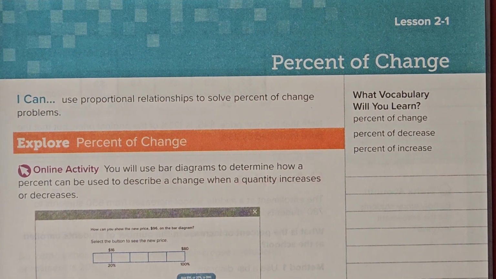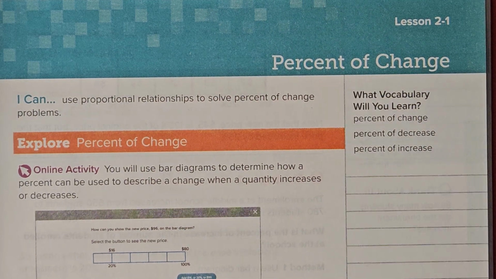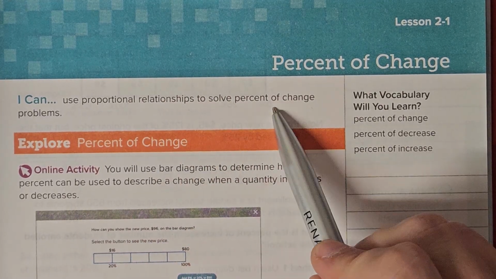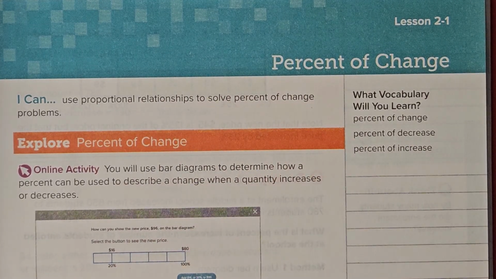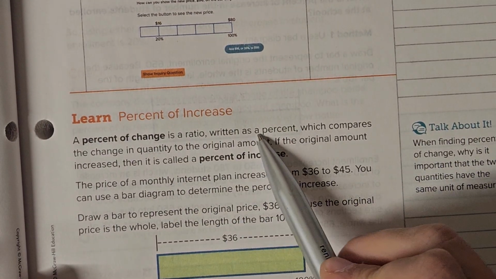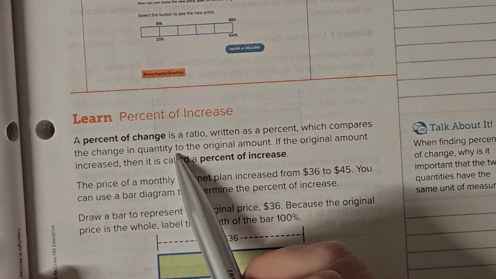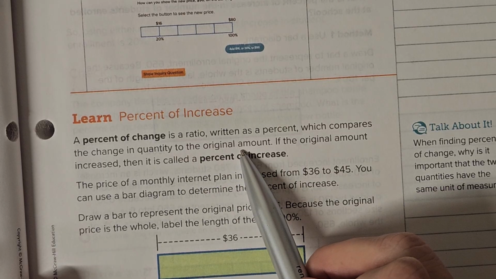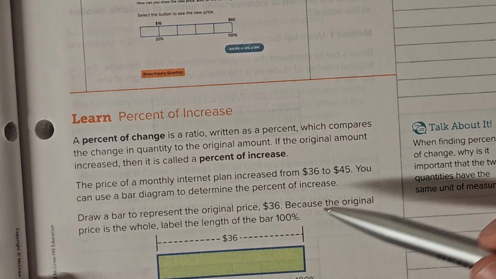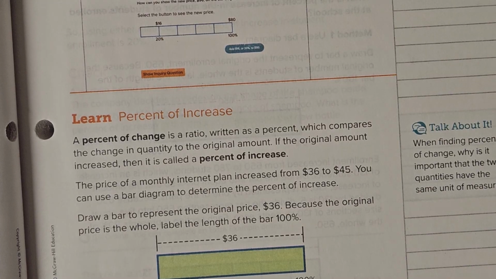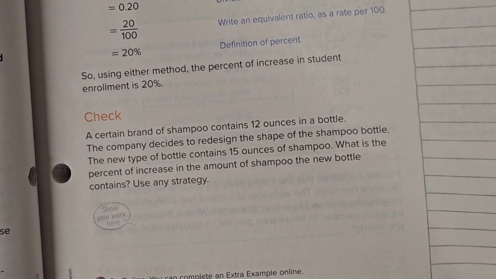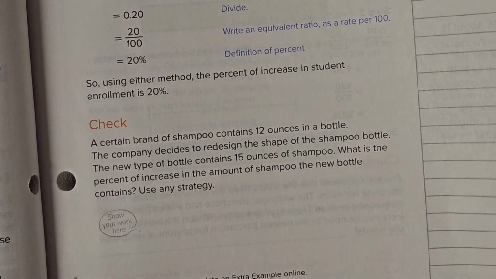Good morning. Lesson 2-1, percent of change. So we're going to use more proportional relationships in this module to solve percent of change problems. Percent of change is a ratio written as a percent which compares the change in quantity to the original amount. There can be increase and there can be decrease, or how much it changes up versus how much it changes down.